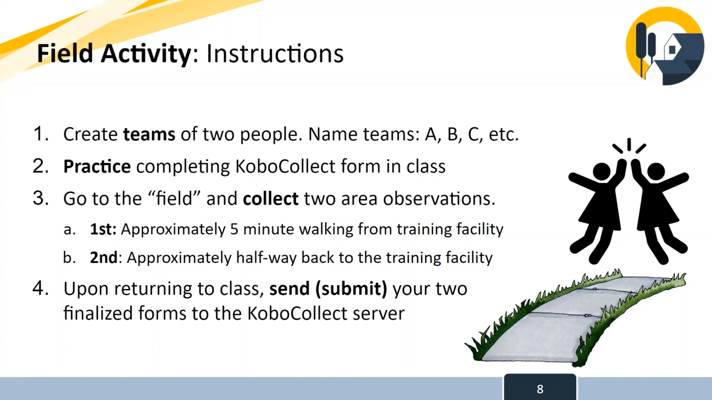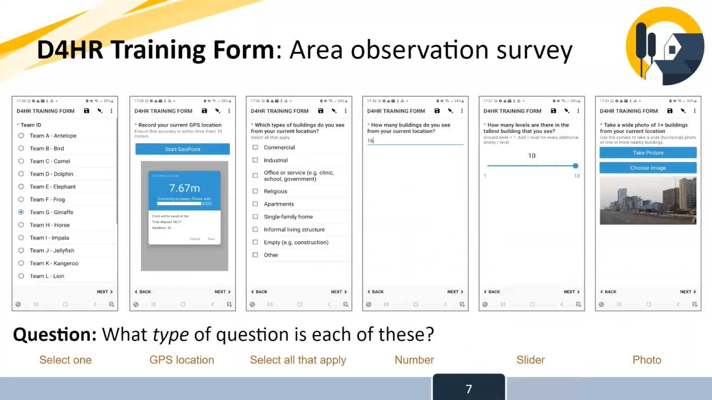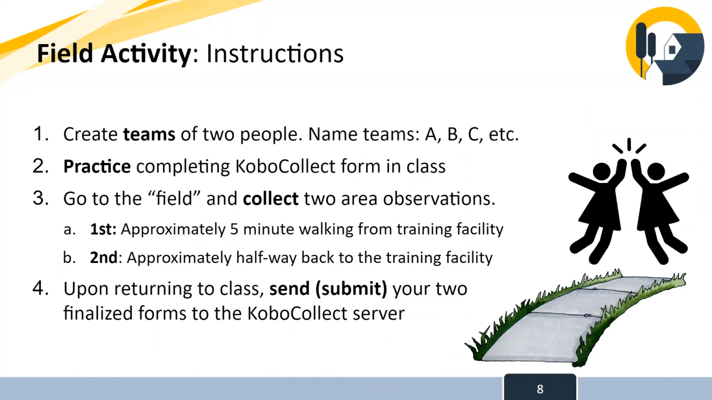And you're going to make sure that everybody has practiced completing a Kobo Collect form in the class. So the same form that we saw on the previous slide, they can just make up answers. Once they're feeling comfortable with the form, they're going to go to the field and collect 2 area observations. We don't have any specific places that they need to go, and we don't want them to be away for too long. So we're just going to ask the teams to walk for approximately 5 minutes from the training facility in different directions so that everybody ends up at a different location.